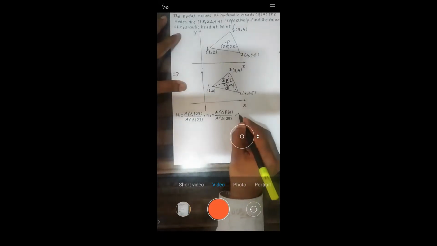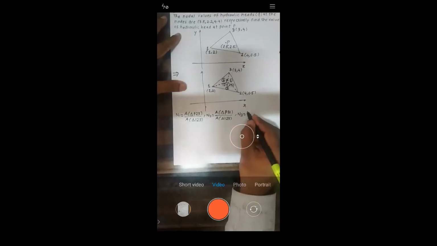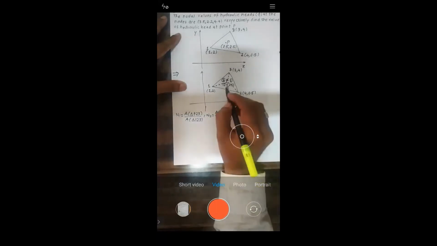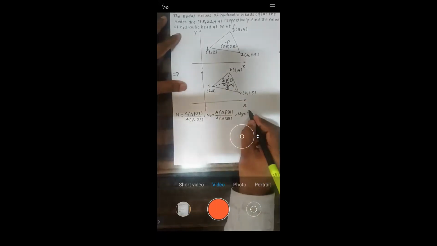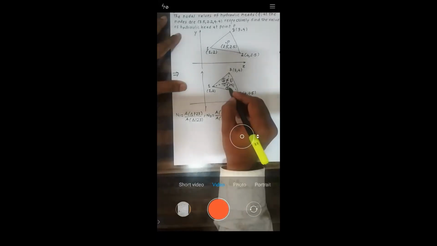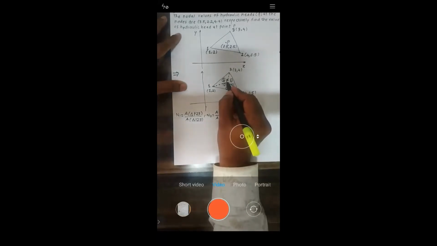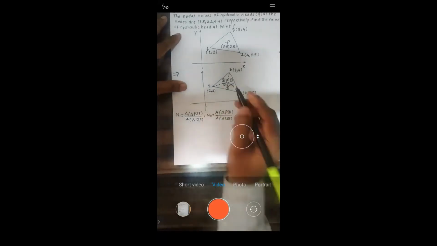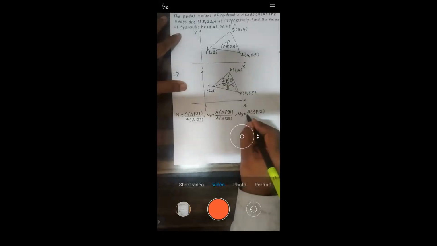Similarly, I will repeat for n3. For n3 I need to write down the area of triangle 3. Again, for writing any area, I need to start from point number P, so I will start P12. I'll write down P12 upon area of triangle 1, 2, 3. Is it okay to each of you?